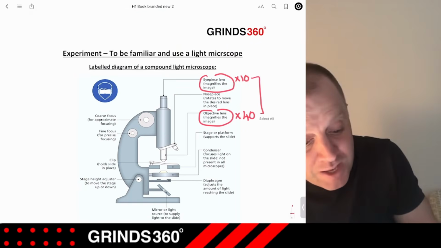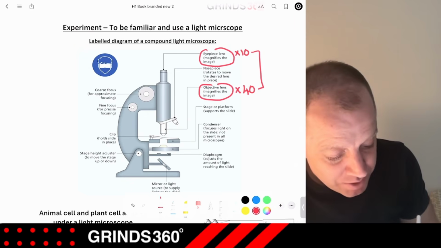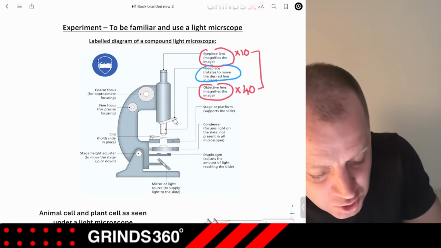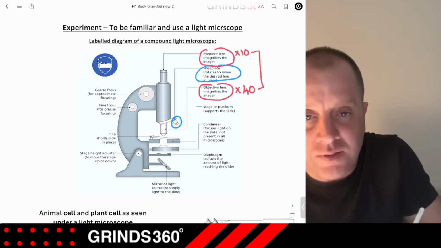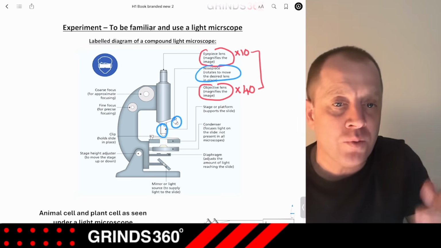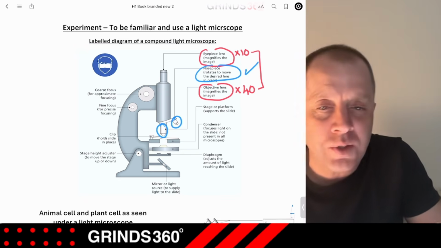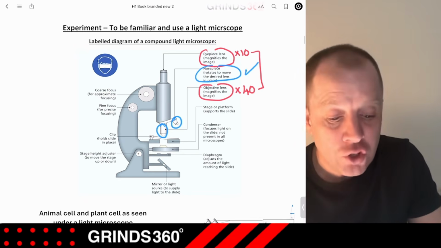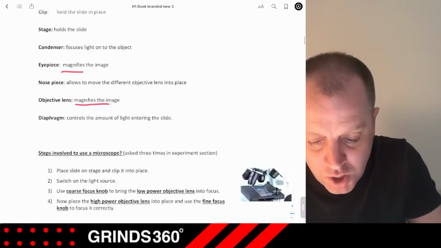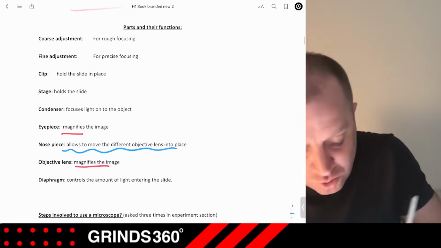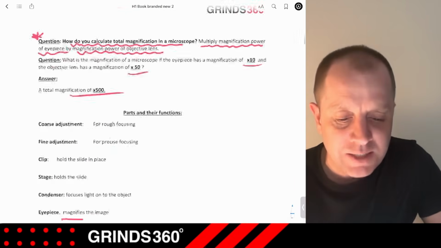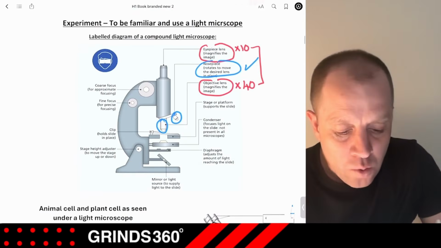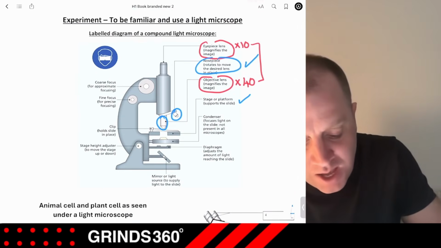If we then look at the next part, how do we then move the objective lens? Sometimes you might have this objective lens, and you want to move to the other objective lens. So how do you switch from objective lens to objective lens? You use the nose piece. So let's just note there, the nose piece allows you to move the objective lenses into place. Excellent.